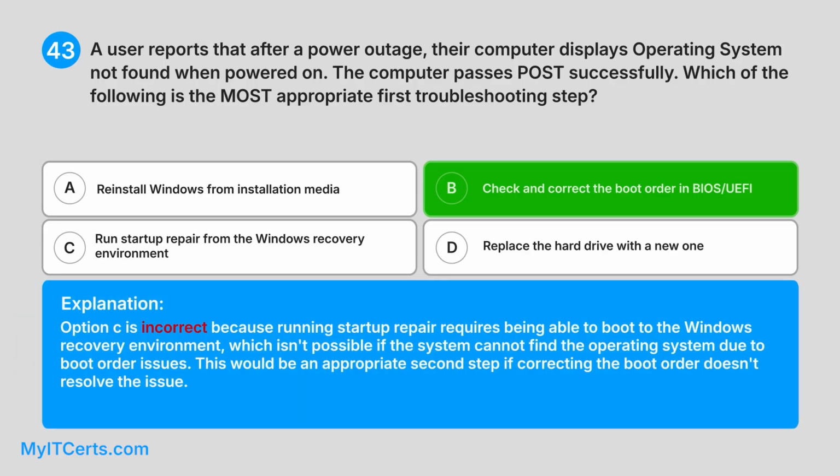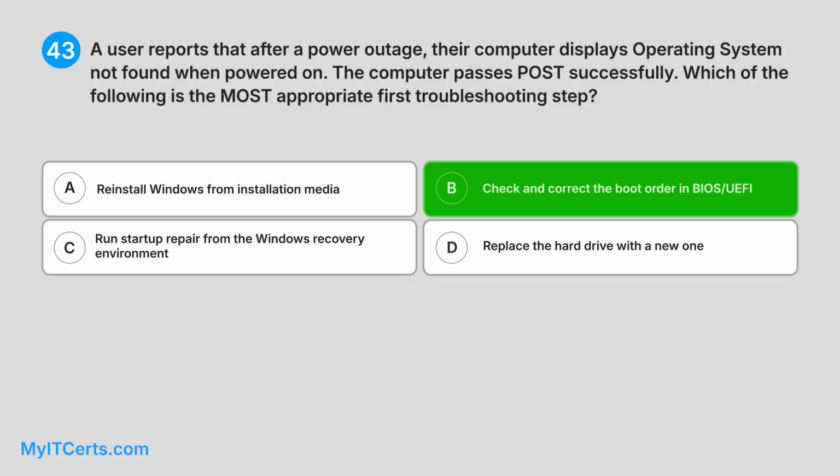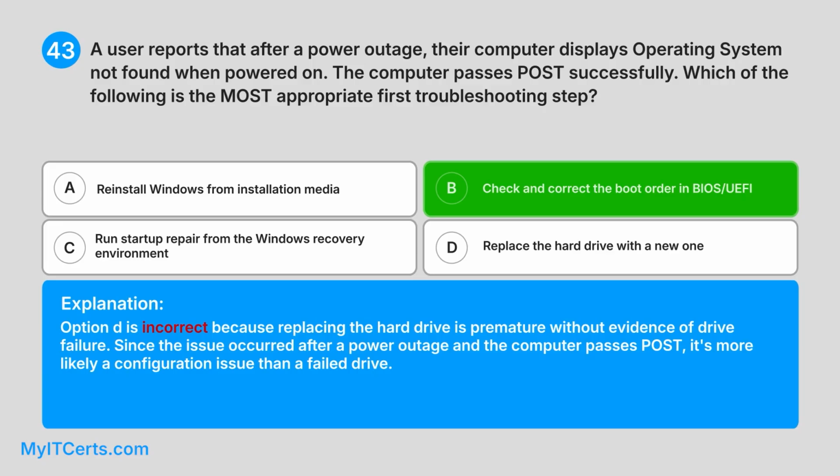Option C, run startup repair from the Windows recovery environment, is incorrect because running startup repair requires being able to boot to the Windows recovery environment, which isn't possible if the system cannot find the operating system due to boot order issues. This would be an appropriate second step if correcting the boot order doesn't resolve the issue. Option D, replace the hard drive with a new one, is incorrect because replacing the hard drive is premature without evidence of drive failure. Since the issue occurred after a power outage and the computer passes POST, it's more likely a configuration issue than a failed drive.